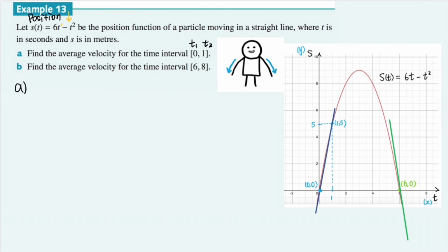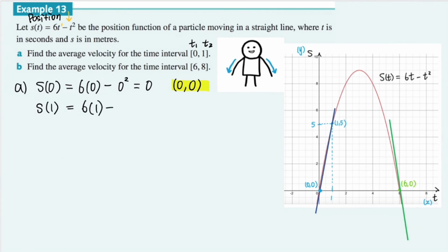So in question A, we want to find the corresponding position when t is 0 and when t is 1. So let's sub in the values into this equation. When time is 0, the corresponding position is going to be 6 times 0 minus 0 squared, which is going to be 0. So at time 0, the position is going to be 0 as well. So that's our first ordered pair. At time t equal to 1, the corresponding position is going to be 6 times 1 minus 1 squared, and this is going to be 5.